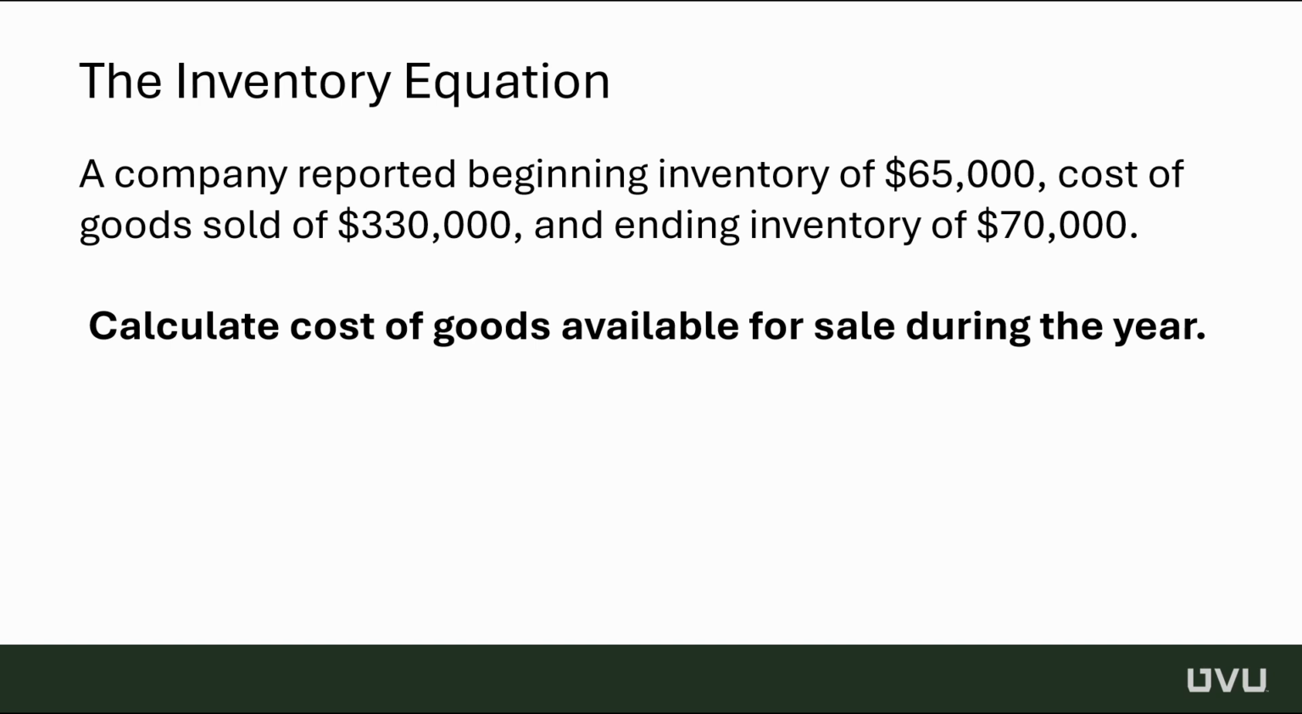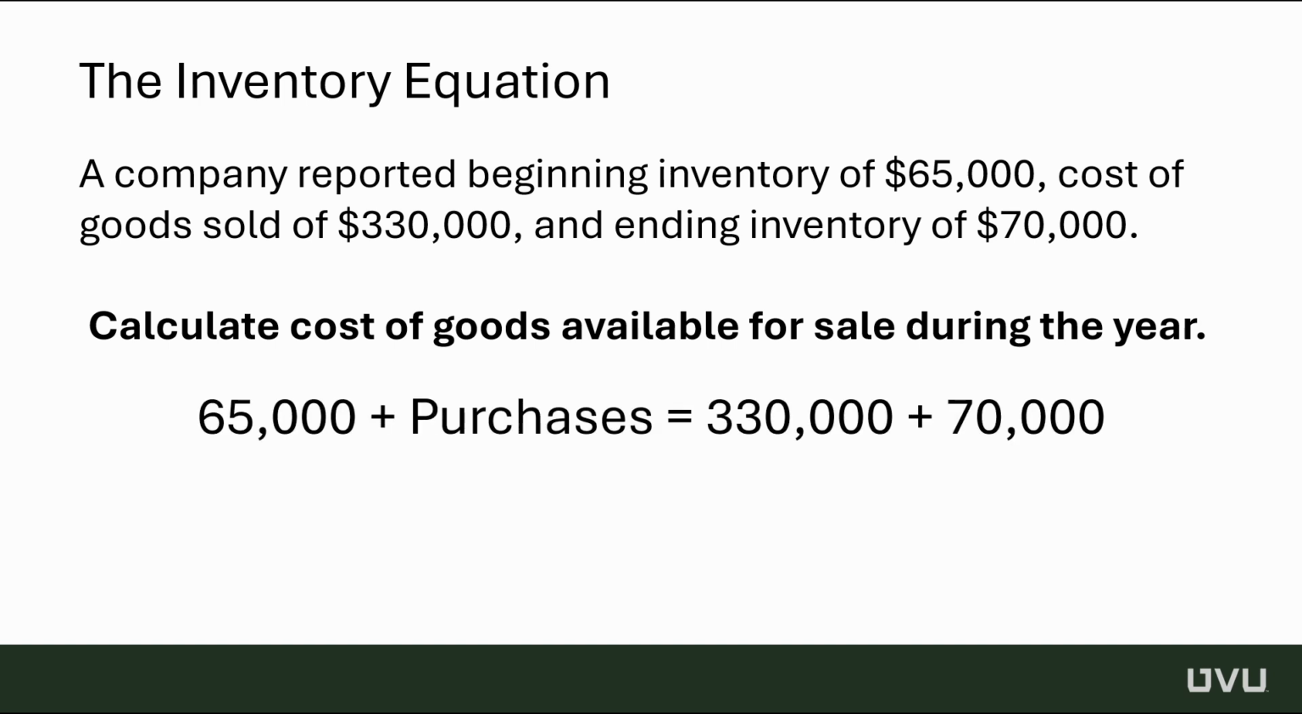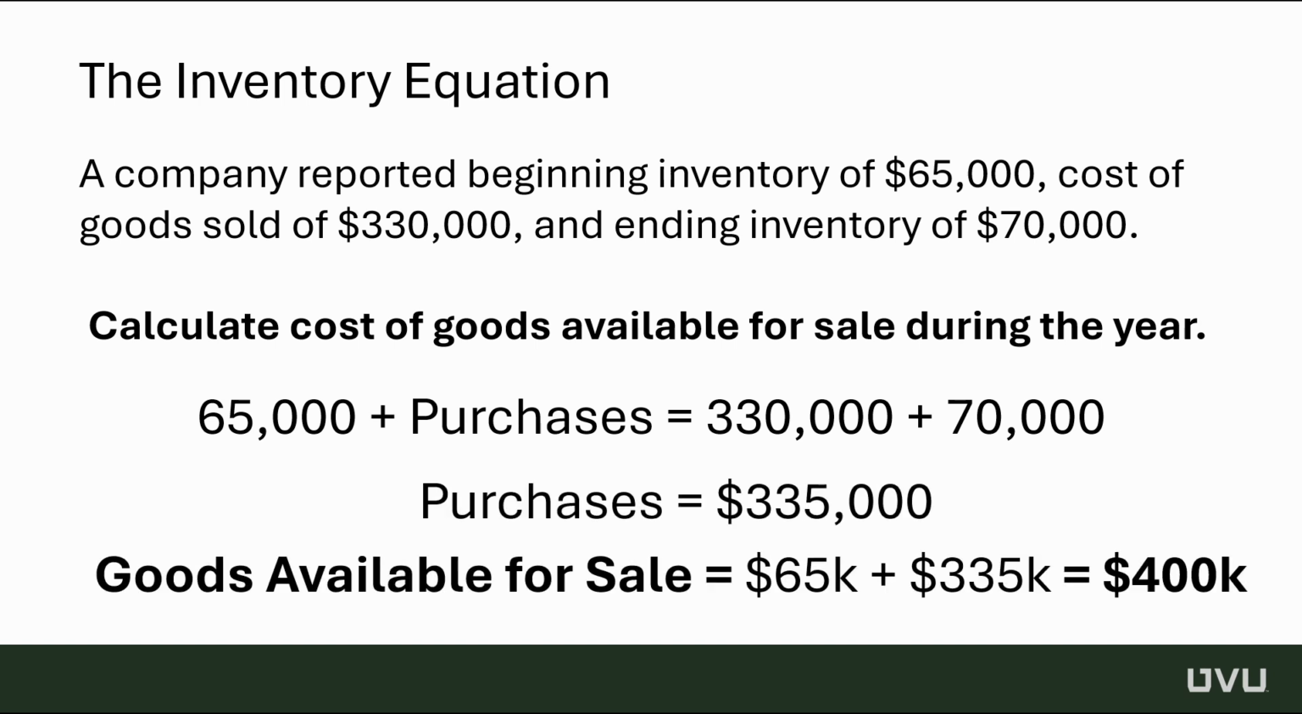There's a couple ways you could think about solving a problem like this. First, you could set up the full equation, acknowledging that purchases are the unknown for now, solve for them, and then add it to beginning inventory to get goods available for sale equal to $400,000. But I hope that you might have also noticed we could have solved this even easier by simply remembering that goods available for sale is equal to the goods sold plus ending inventory. In other words, we could have just added these two amounts from the beginning and called it good.